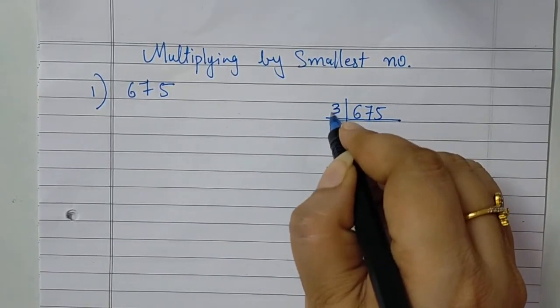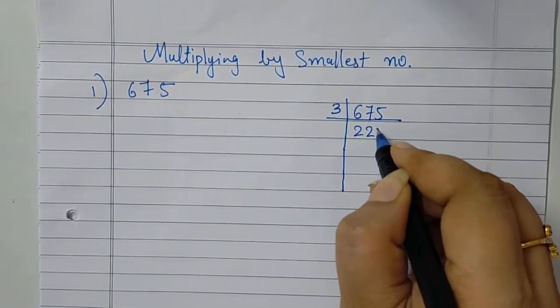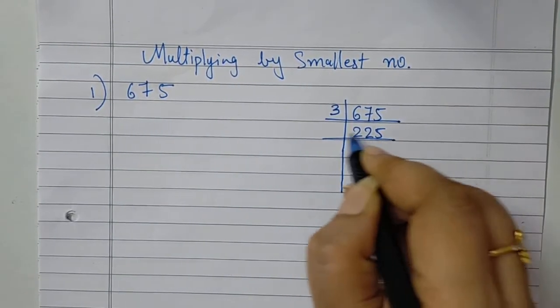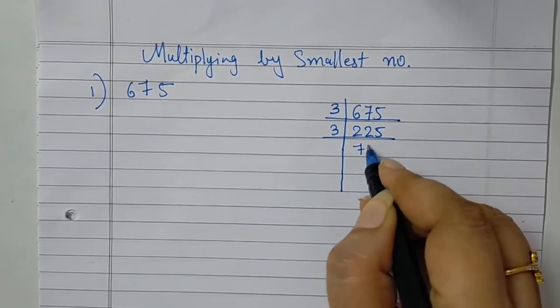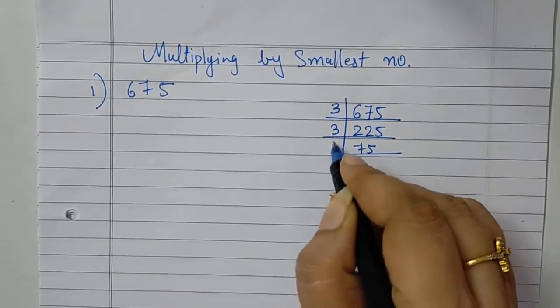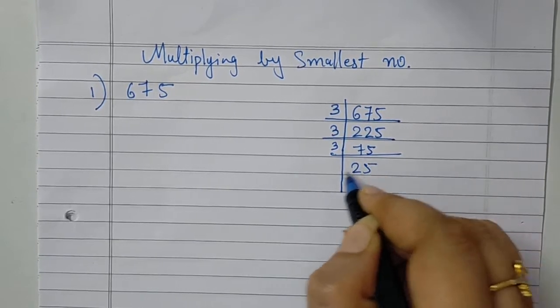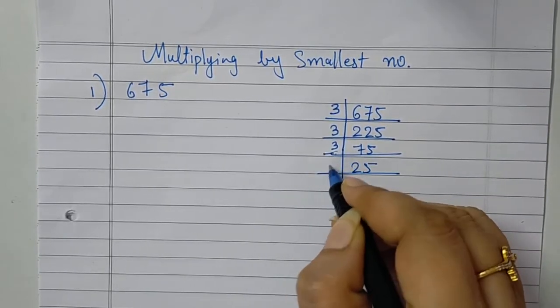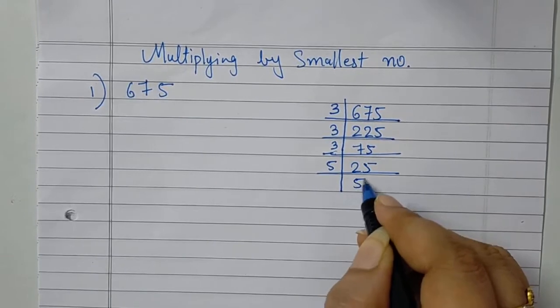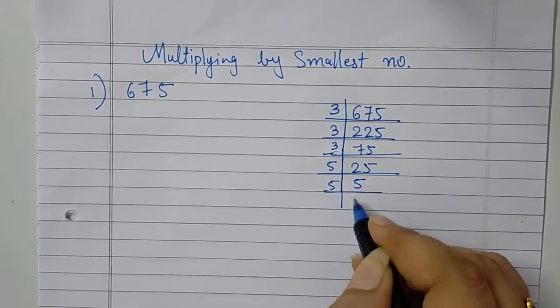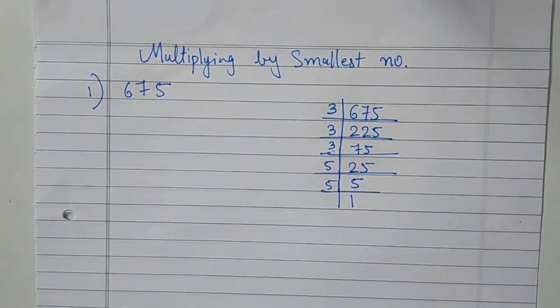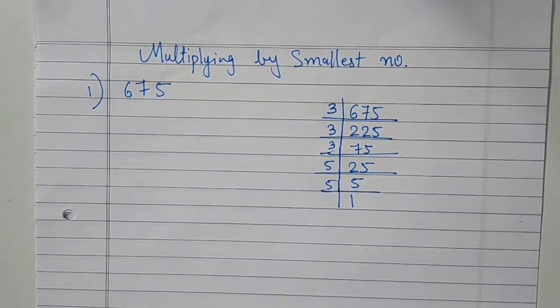We can divide it by 3. We get 225. Again by 3 we get 75. Then by 3 we get 25. Now we cannot divide by 3. We will divide by 5. So we get 5. And again by 5 we got 1. Now here you can see 3 is in a group of triplet, but 5 is not in a group of triplet. One 5 is missing to make it a group of triplet.